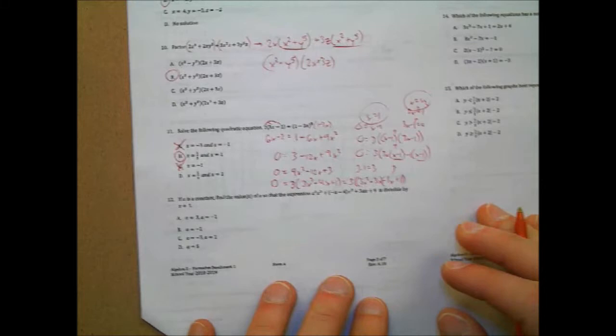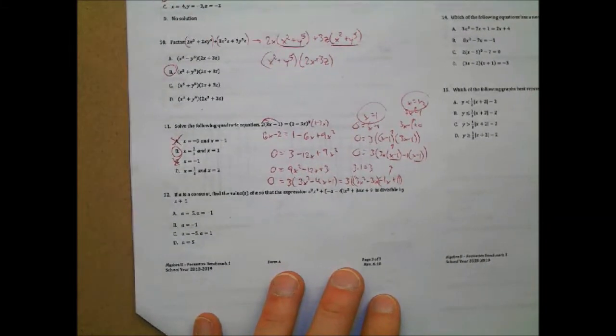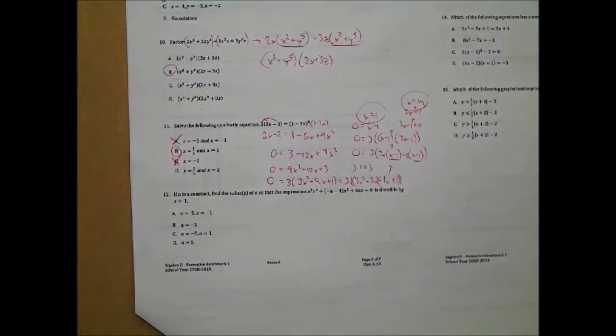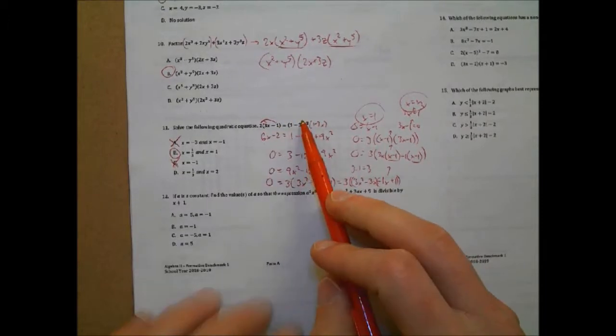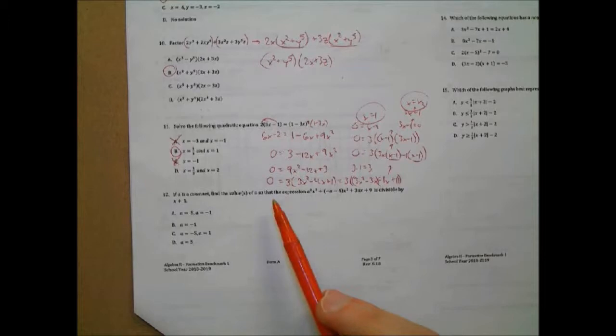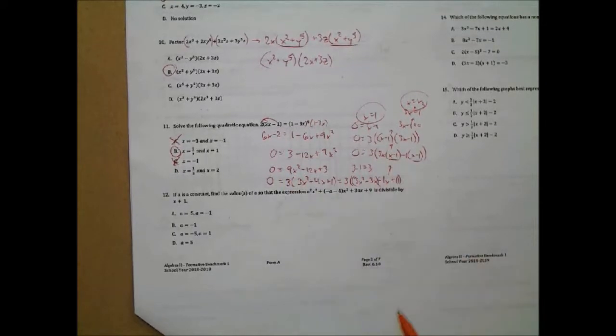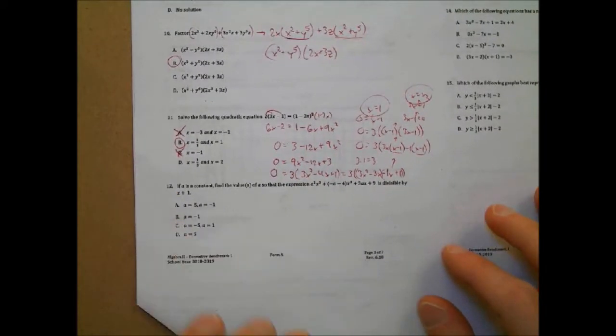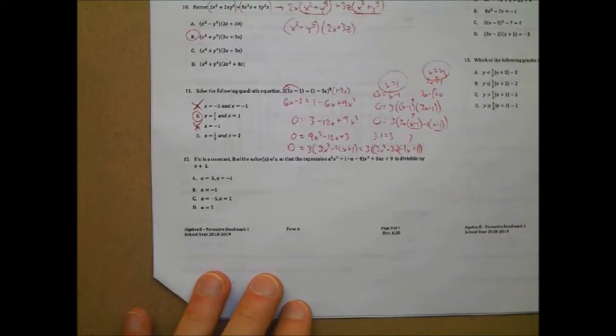Whoops, I went off the screen. There we go. So again, your choice: graph the left-hand side, graph the right-hand side, find the points of intersection, guess and check your answers in the equation, or multiply it out, get it equal to 0, and then factor. Okay, 12, another option where you could guess and check.